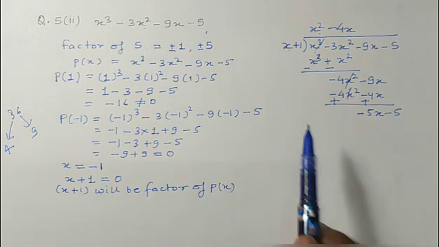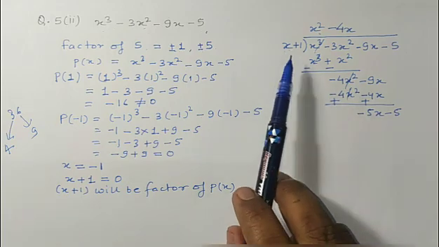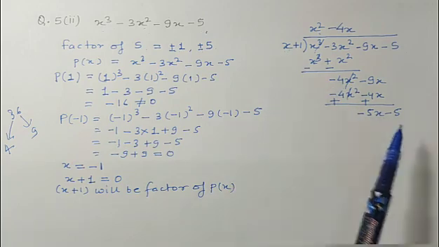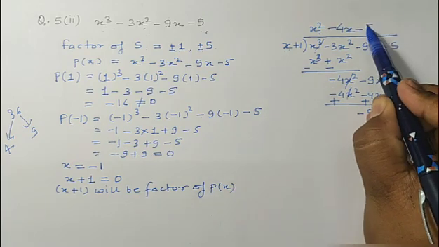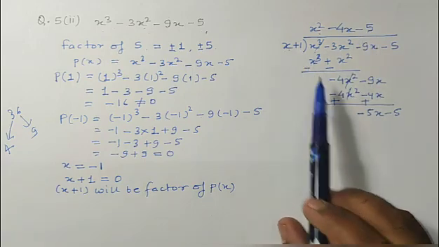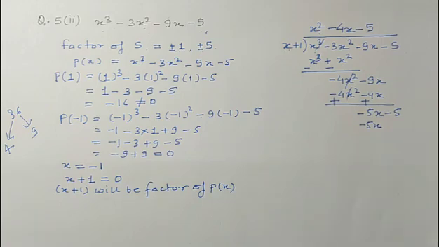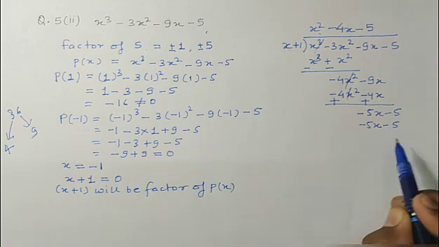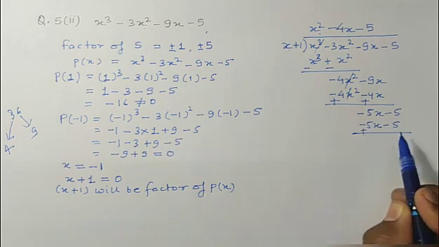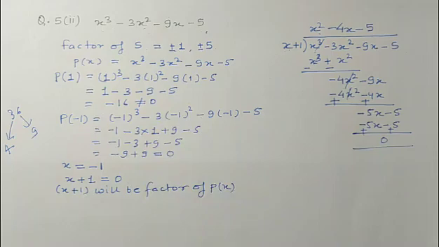Now to make the first term equal again, what should we multiply here? To make x as minus 5x, we should multiply it by minus 5. So minus 5 into x, minus 5x, minus 5 into 1, what will we get? Minus 5. Okay, and when we subtract, the sign will be changed. When the sign is changed, what will the remainder be? 0.